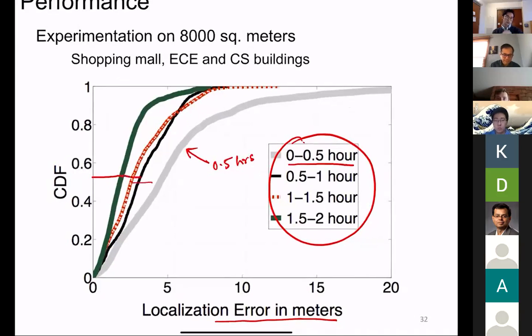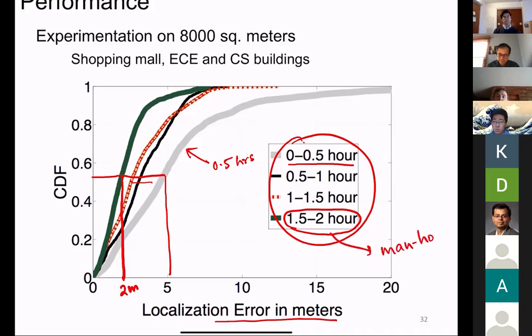So median error is around 5 meters. If you walk 1.5 to 2 hours, your improvement is quite a bit. It's around 2 meters. And it's not that one person has to walk. What this means is how many man hours. So 2 man hours means 2 people can walk 1 hour each, 1 person can walk 2 hours, or 4 people can walk half an hour each. It doesn't matter, right? I basically want 2 person hours of data. So this is what the localization error roughly looks like.